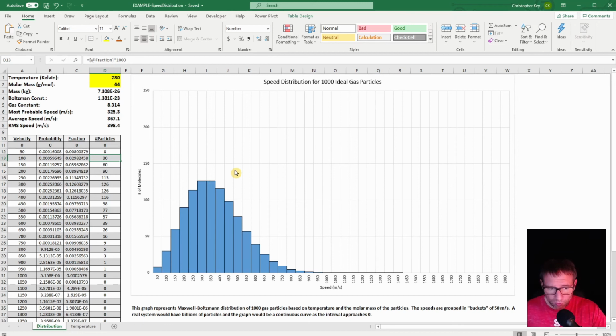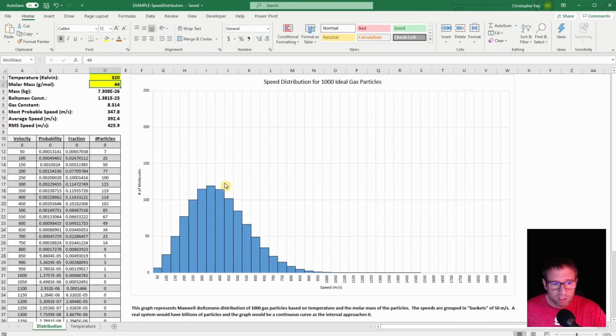Now, what if we bump up the temperature? What happens? If we go up to, say, 320 Kelvin, you see that the curve starts shifting out to the right. And now our most probable speed is 350, or that bucket around 350. And now our average is 392. Our root mean square speed is 425.9.